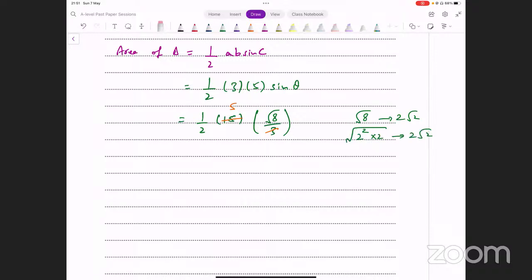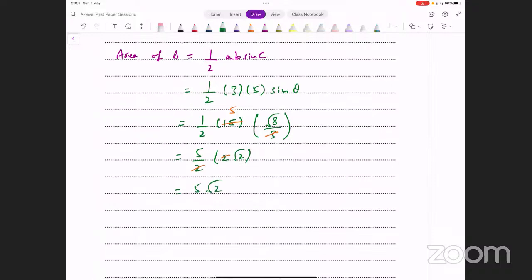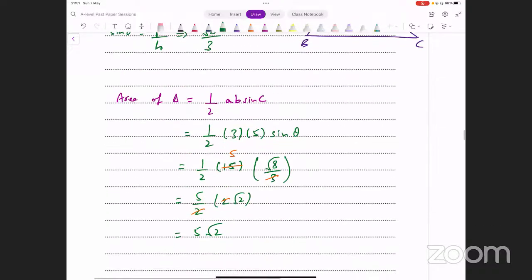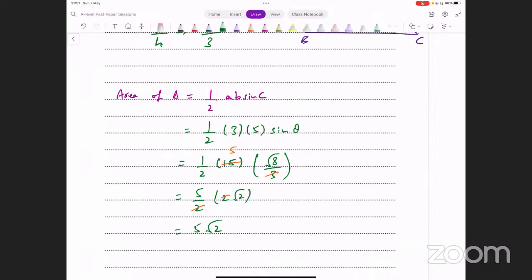You can put it on the calculator and it will come directly. So that is going to give you 1 over 2. In fact, 5 was coming on top, so we have 5 over 2 into 2 square root of 2. Now 2 and 2 get cancelled, and you're left with 5 square root of 2 from this. That's the area of the triangle that we were looking for here. Okay, that was part B of this. We had to find the area. It turns out to be 5 square root of 2.